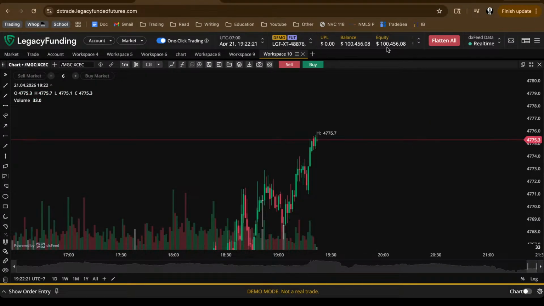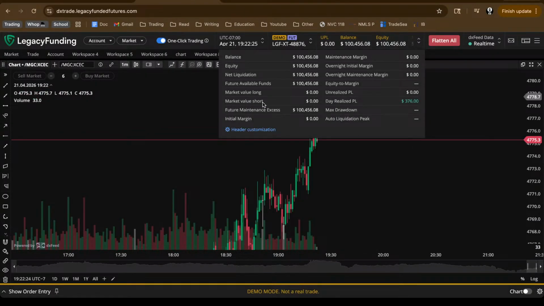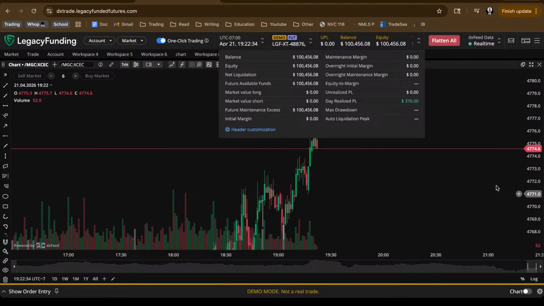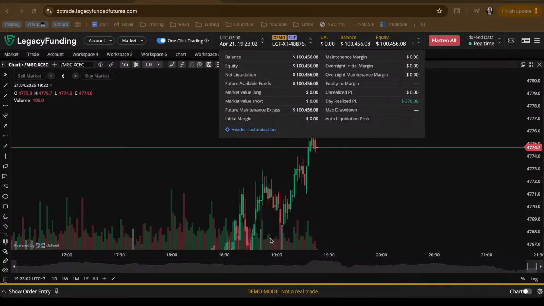But that was a very easy trade today. We took 376. I'm gonna end the recording right there. Alrighty, this is GC, it's MGC, so it's the micro gold.